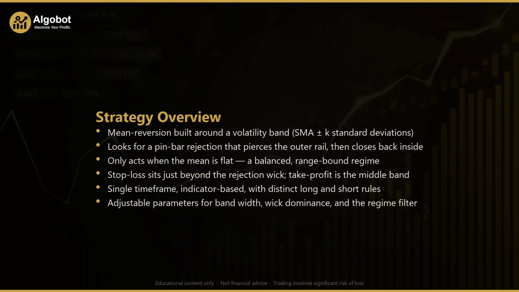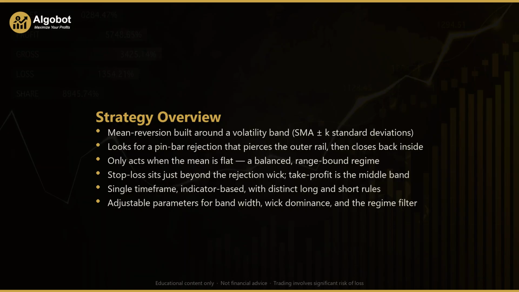To measure that stretch, the strategy builds a volatility band. The center line is a simple moving average of recent closing prices, and around it sit two outer rails, placed a set number of standard deviations above and below that average. If you've seen Bollinger Bands before, the idea will feel familiar. When price wanders out to one of those outer rails, the strategy considers it overextended.